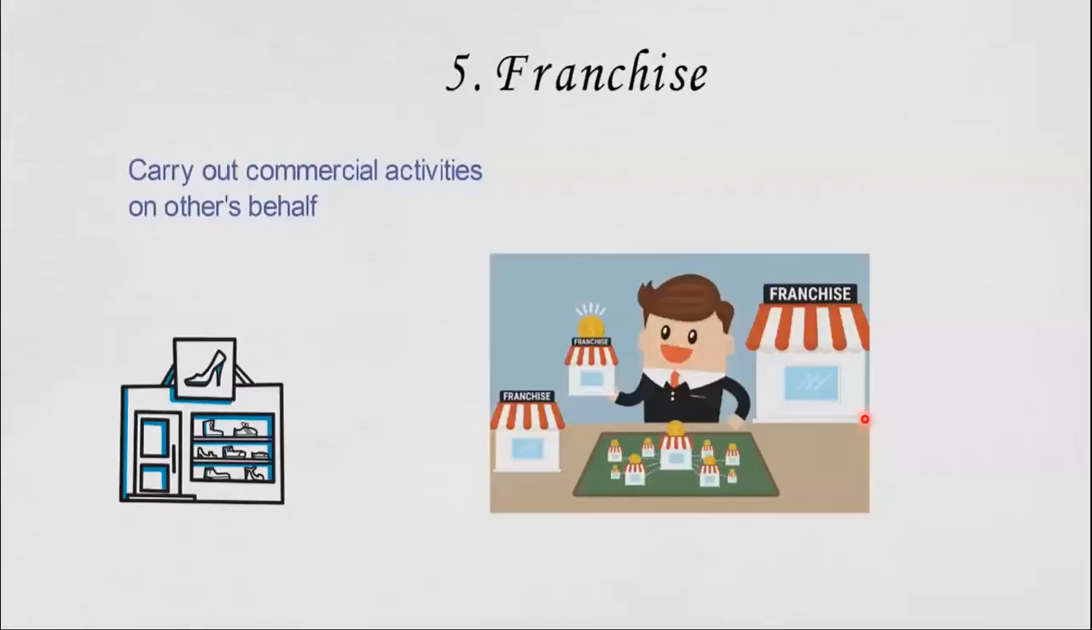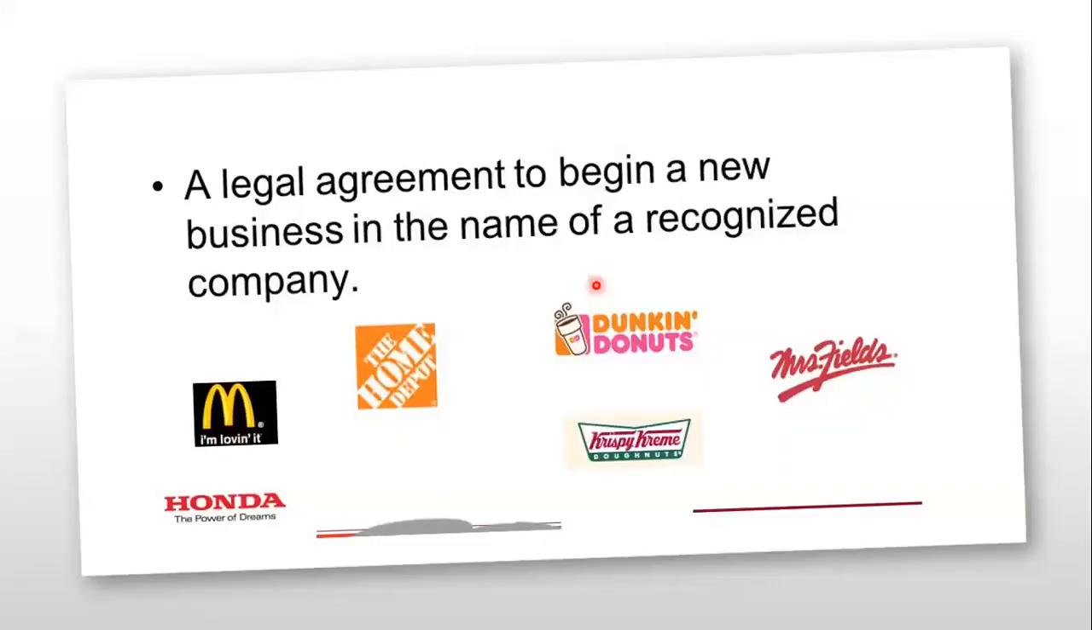Okay, and finally, actually this is my favorite one, franchise. So you probably know a lot of businesses in Ecuador that also work in the United States, or the opposite. Businesses from other countries, like the United States, and then you find them here in Ecuador. In that case, it's because the company is American, but they have the permission to work here. Carry out commercial activities on others' behalf. So I like this explanation. It's a legal agreement to begin a new business in the name of a recognized company.